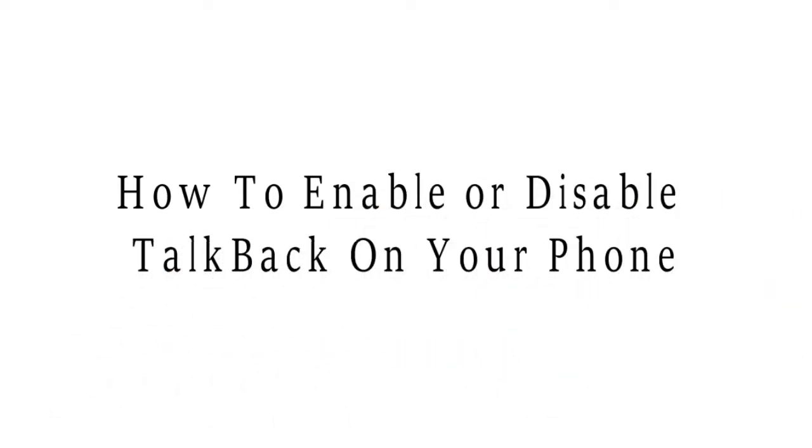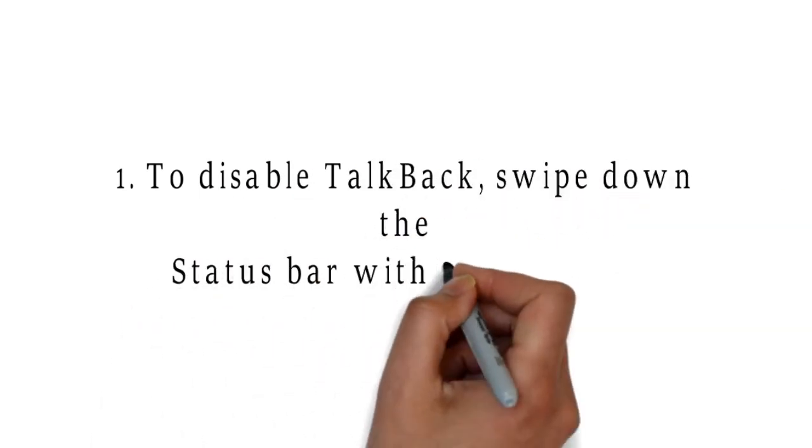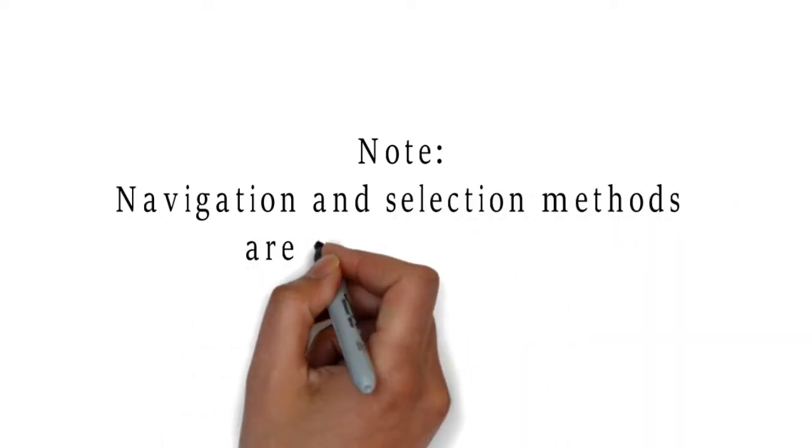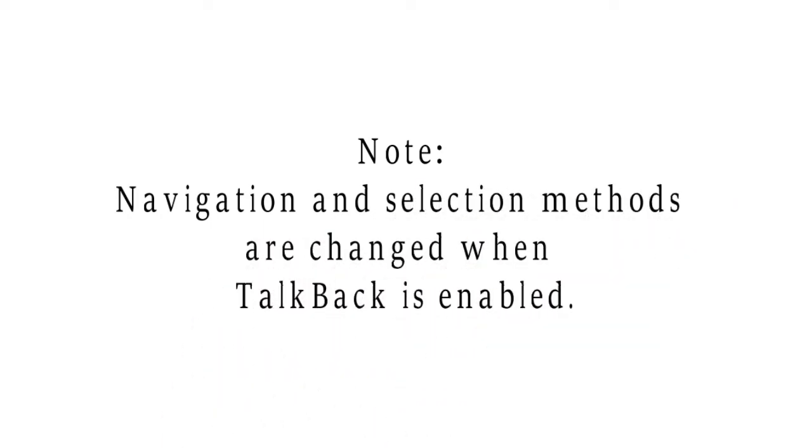How to enable or disable TalkBack on your phone. 1. To disable TalkBack, swipe down the status bar with 2 fingers. Note: navigation and selection methods are changed when TalkBack is enabled. You must swipe with 2 fingers instead of 1 to navigate.